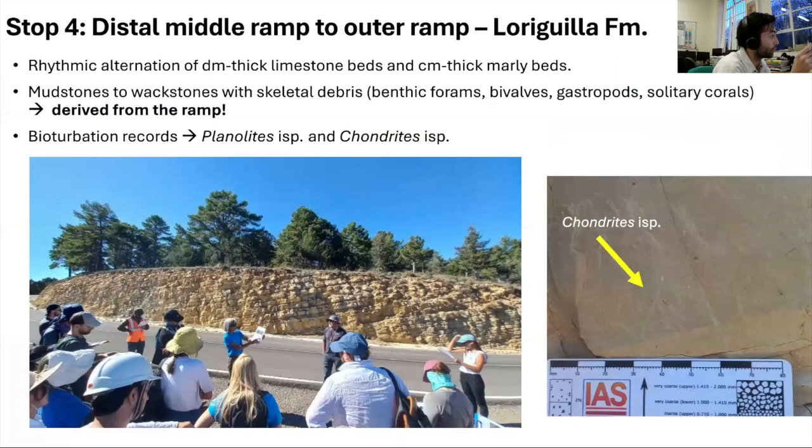And finally, stop 4, we looked at the distal equivalent deposit of the Lorry-Gila formation. So same age, different places. We discussed the source of the sediment that we were looking at, because in these distal carbonates we were seeing unusual bioclastic content in these rhythmic marly limestone intervals. So we discussed where these would come from. And we finalized the day with a little bit of ichnofacies description.